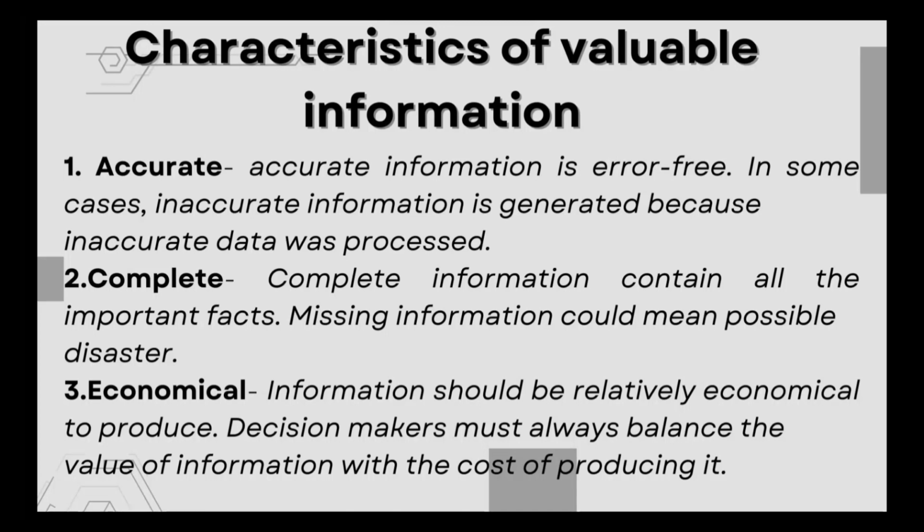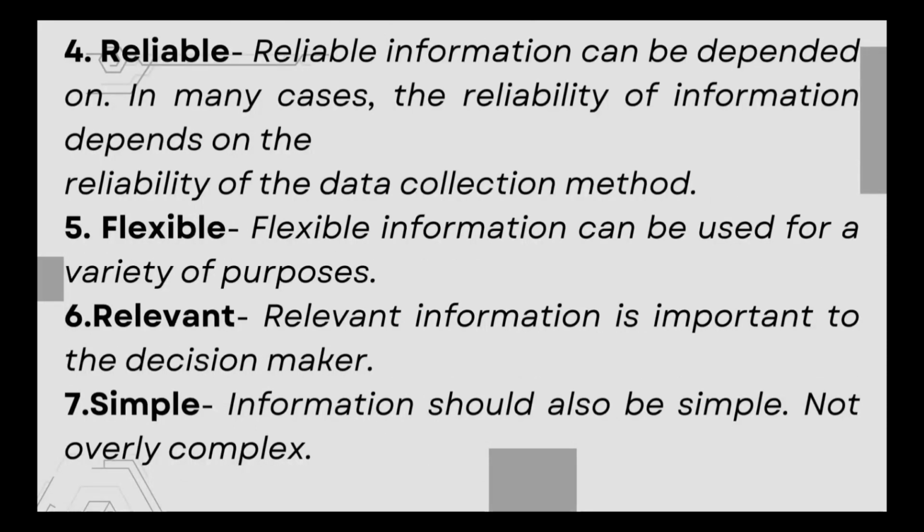So third is economical. Information should be relatively economical to produce. Decision makers must always balance the value of information with the cost of producing it. So the fourth one is reliable. Reliable information can be depended on. In many cases, the reliability of information depends on the reliability of the data collection method. So the fifth is flexible. Flexible information can be used for a variety of purposes.